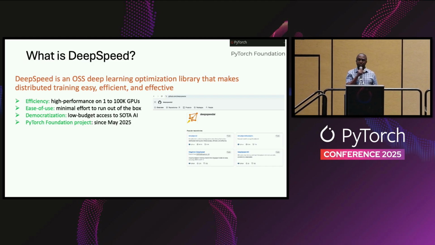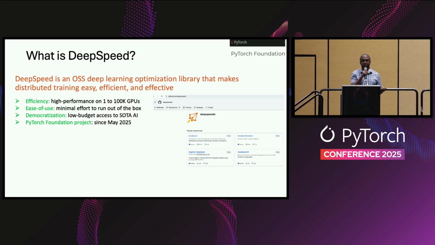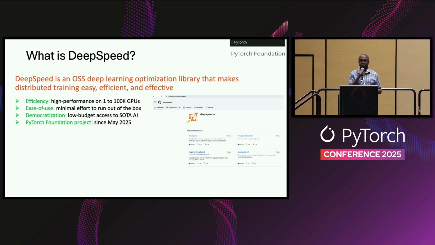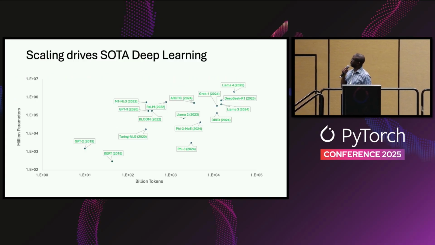And it also democratizes AI by basically reducing the GPU budget for you to either build state-of-the-art AI or to use state-of-the-art AI. And DeepSpeed became a part of the PyTorch Foundation earlier this year.